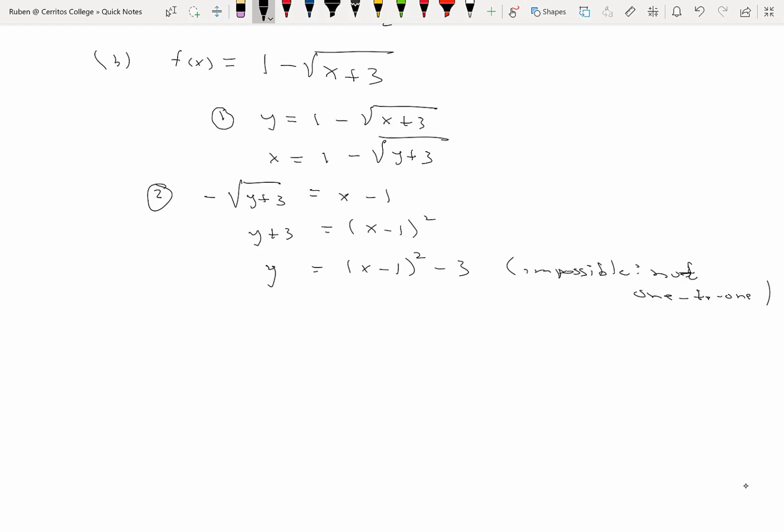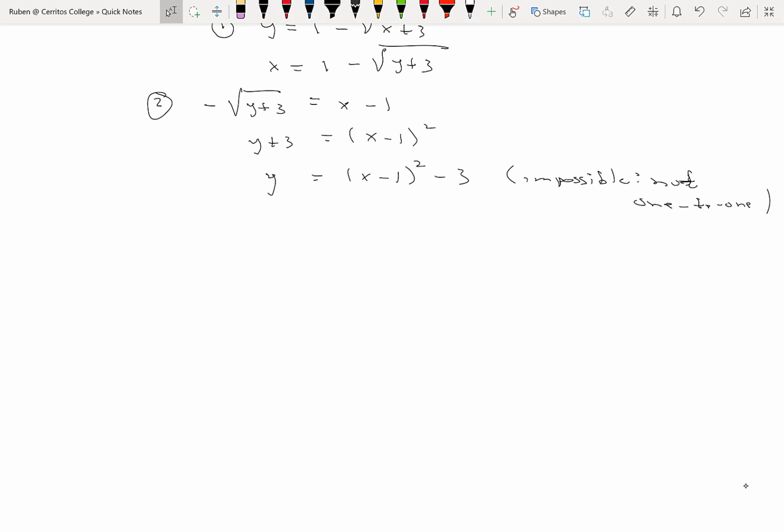Okay, so the easiest way to do this is to graph the original function, and then use the graph of the original function to determine what part of that parabola is the actual inverse. Okay, so let's do that. Let's graph the original function. The original function is y equals 1 minus the square root of x plus 3.